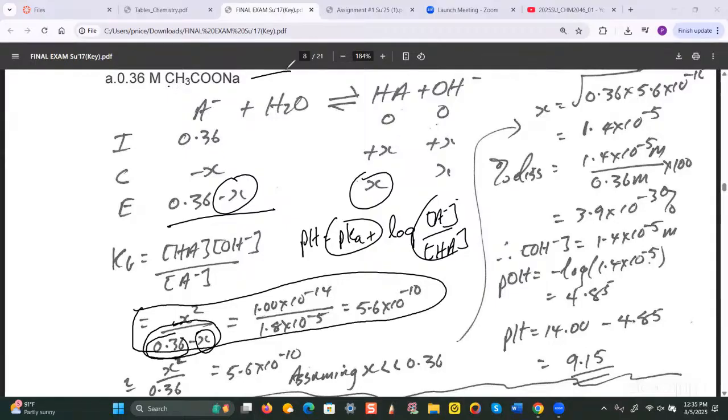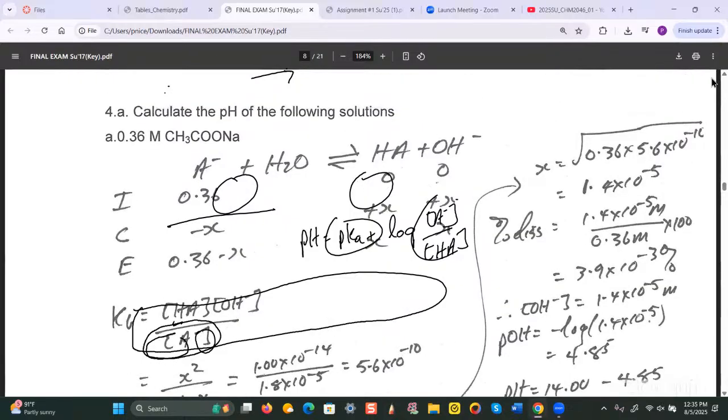Because the salt, because A minus, okay, since we're talking about acetic acid, or the acetate ion, the CH3COO minus, let me do it this way. Let me clear this here.